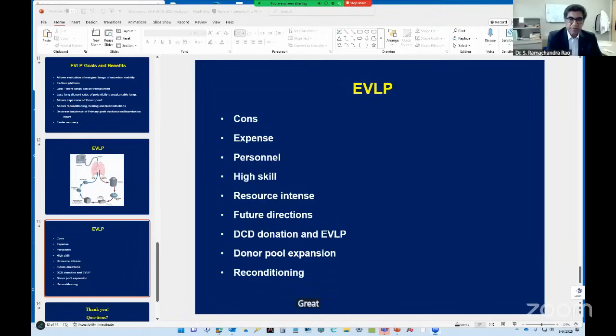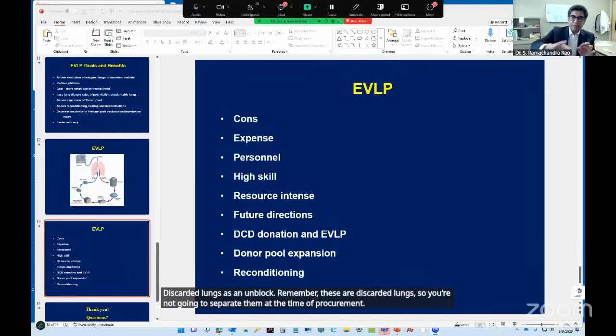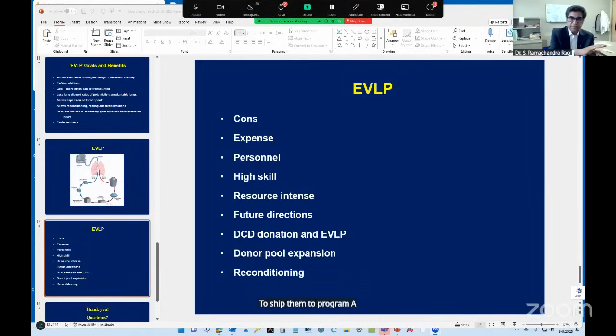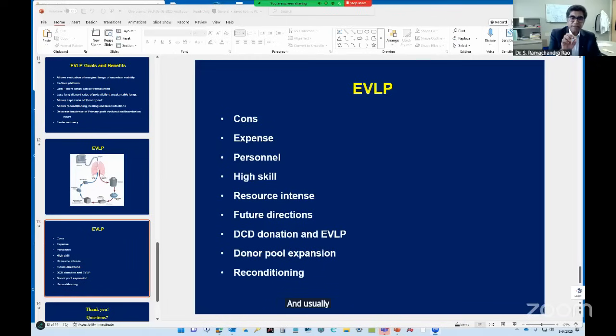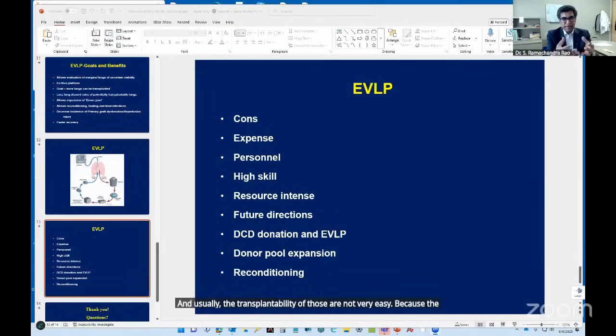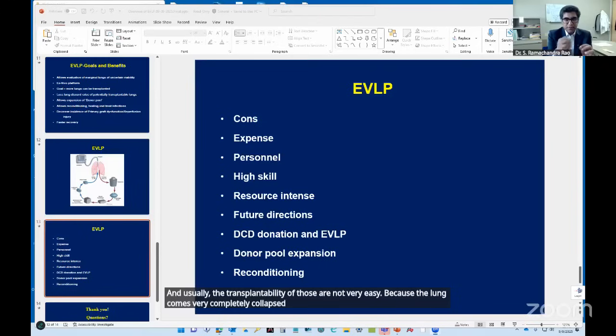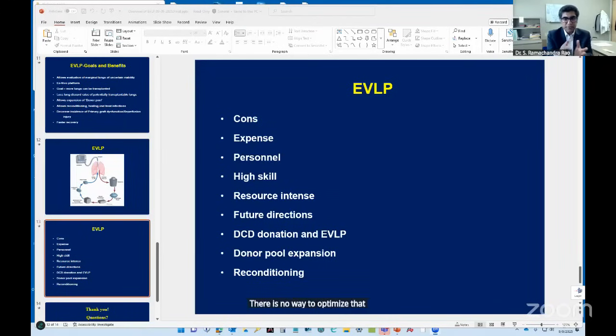Great question. Remember, you always procure discarded lungs en bloc. Remember, these are discarded lungs. So you're not going to separate them at the time of procurement to ship them to program A or program B. There will be some instances where sometimes only one lung is procured, the other lung is discarded. And usually the transplantability of those is not very easy because the lung comes completely collapsed and there is no way to optimize that.